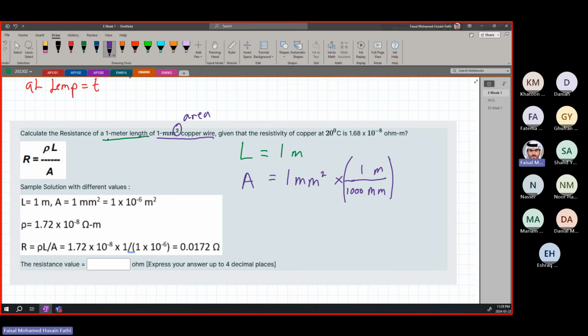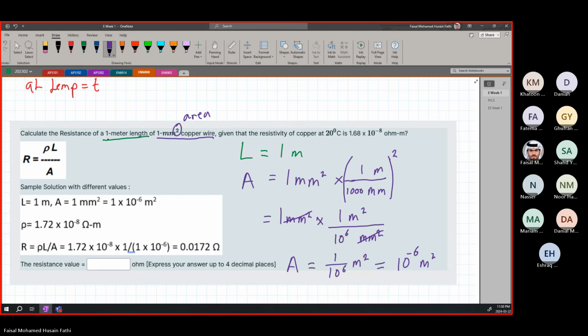And remember that we are canceling squared, so we have to square everything here. It will be 1 millimeter squared times 1 meter squared, because 1 squared is just 1, over 1,000 squared, which is 10 to the power of 6, or 1 million millimeters squared. Now we can cancel the millimeter squared. So the area is equal to 1 over 10 to the power of 6 meters squared, or 10 to the power of minus 6 meters squared.